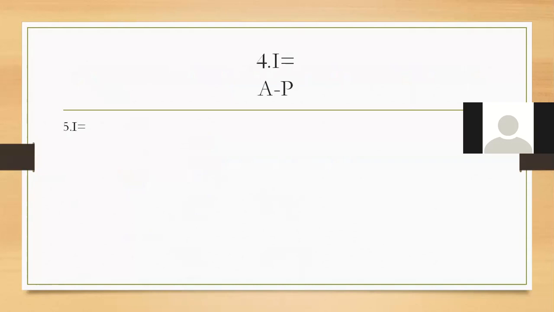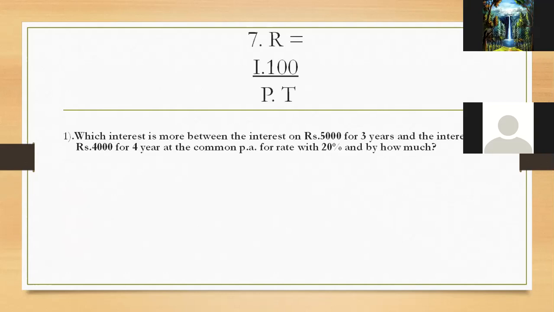Now, number 5, interest. Tell another one. Interest is PTR by 100. You are right. P into T into R by 100. Next, time: I into 100 by P into R. Okay, here is I into 100 by P into R. Next one, look, rate of interest is already displayed there. I into 100 by T into P.